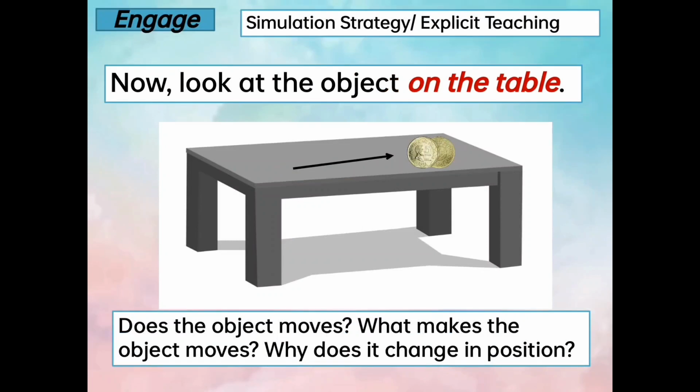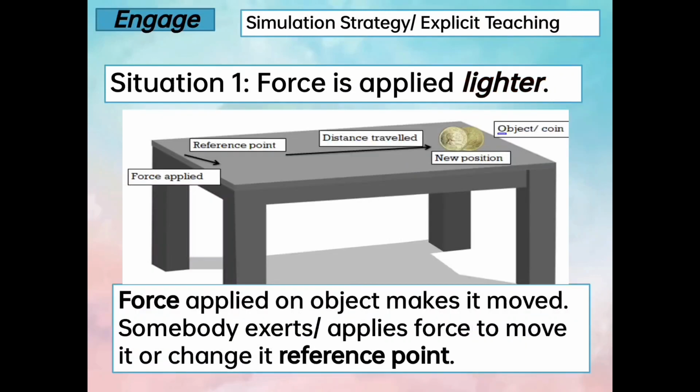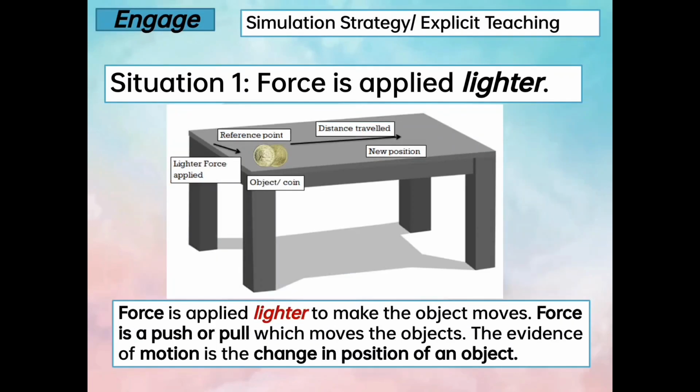Does the object move? What makes the object move? Why does it change in position? Force applied on an object makes it move. Somebody exerts or applies force to move it or change its position. In situation 1, force is applied lighter to make the object move. Force is a push or pull which moves the object. The evidence of motion is the change in position of an object.